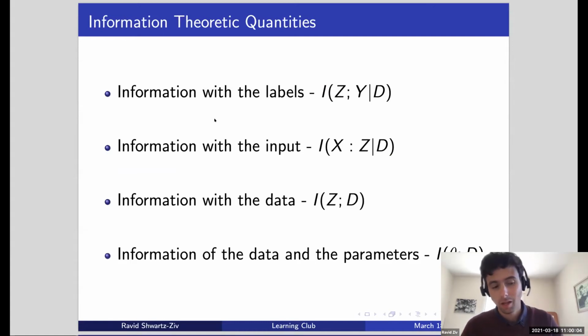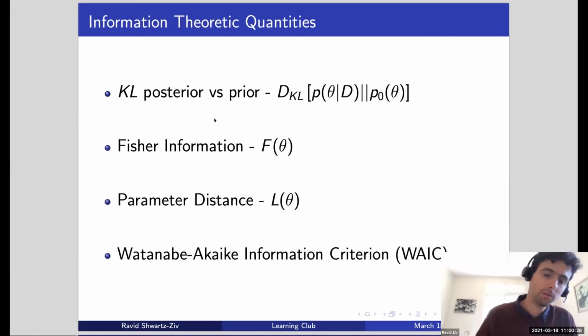Okay. Now after I have this tractable distribution, we derived many information theoretic quantities. The information with the labels and with the input and with the data, and between the data and the parameters, and also the feature information and many others. You can go to the paper and check all these quantities, and now we can play with them.